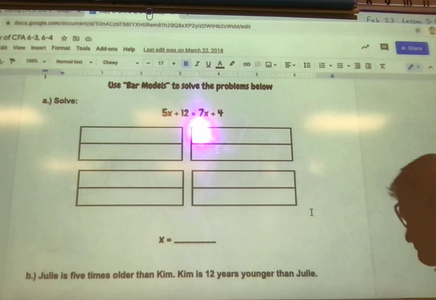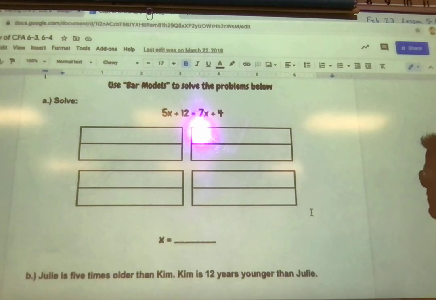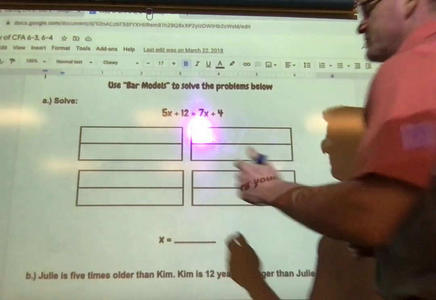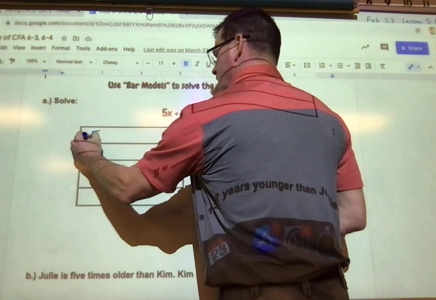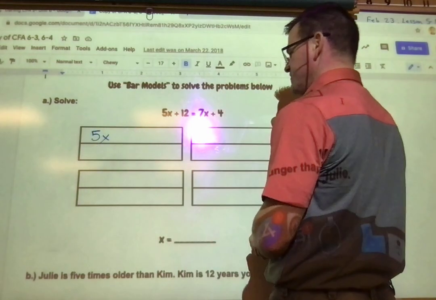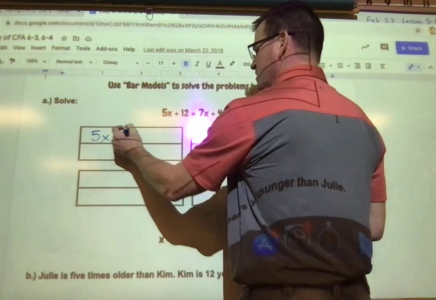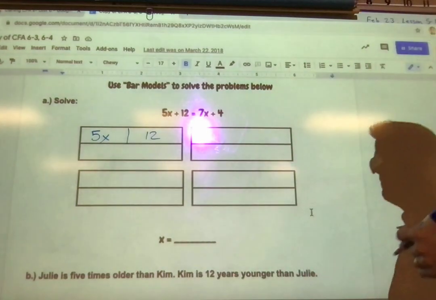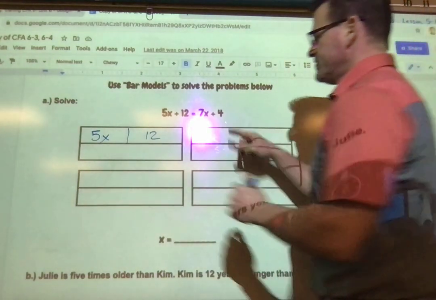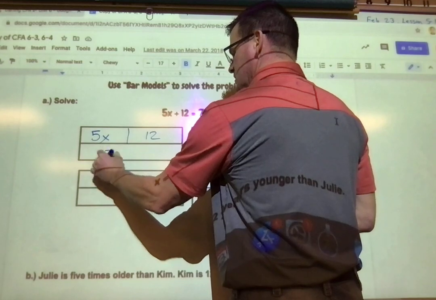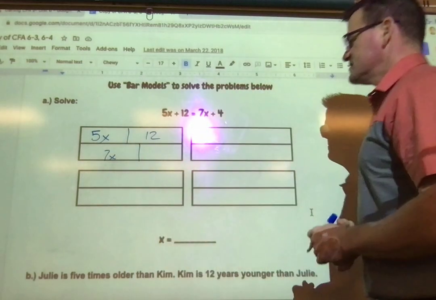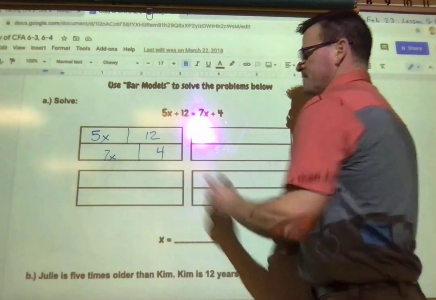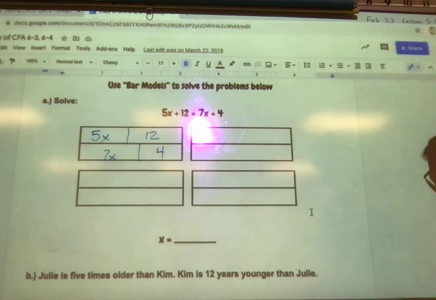Okay, so the first one, we've got 5x plus 12 equals 7x plus 4. And remember, when we make bar models, we put one side of the equation on the top. So 5x plus 12, and I'll divide it like that. Those added together would give me the whole bar. And on the bottom, I've got 7x's, which would be a little bigger than 5x's, plus 4. And our job is to figure out what x is.